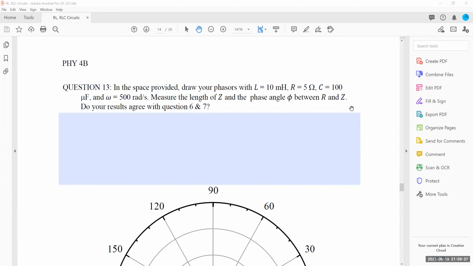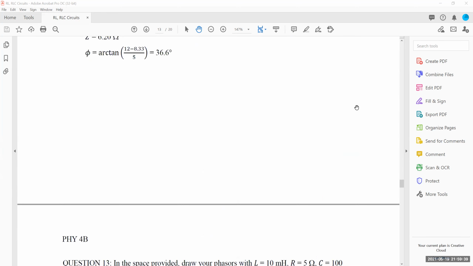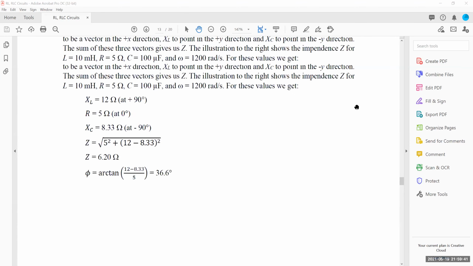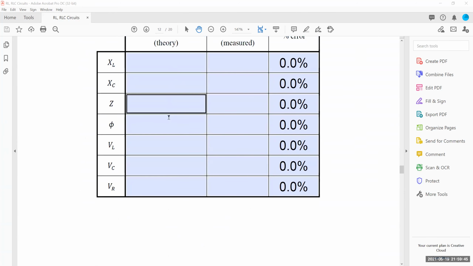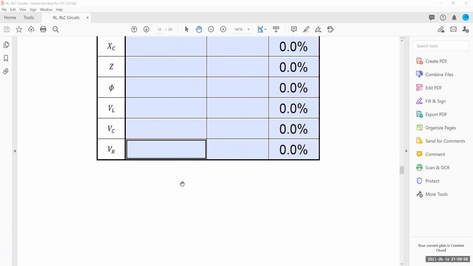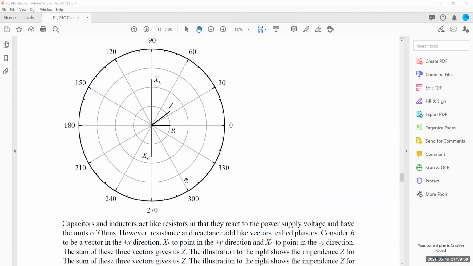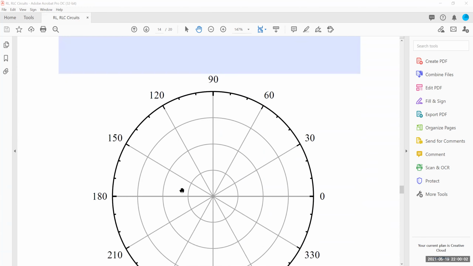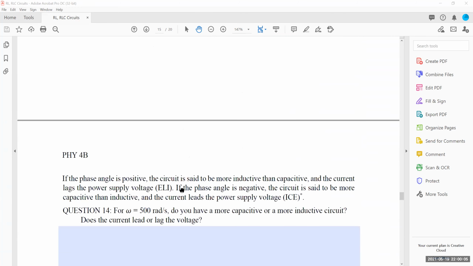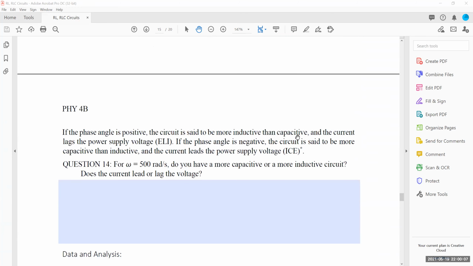Between R and Z, do your results agree with question 6 and 7? In other words, this calculation, this table is in here, because that's exactly the data in here too. So now there is another way for you to check your answer too, using the graphical method, purely graphical method. This could be a question in the exam, by the way. This thing could be a question in an exam. So think of it as preparing yourself for an exam. I know the lab is long, okay? So I'm sorry about that.